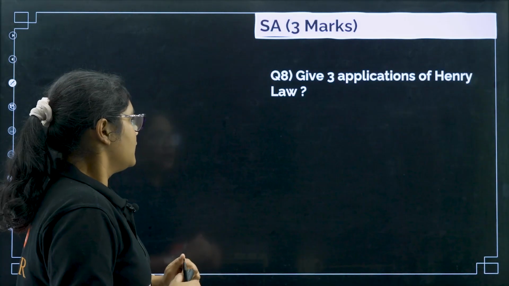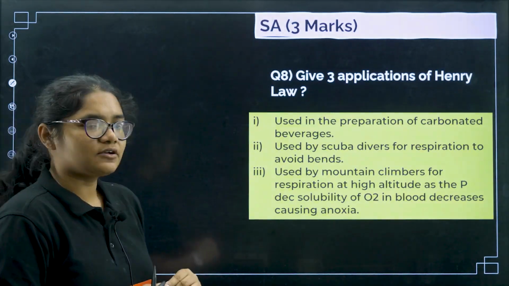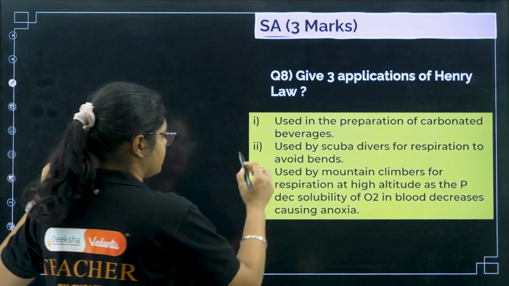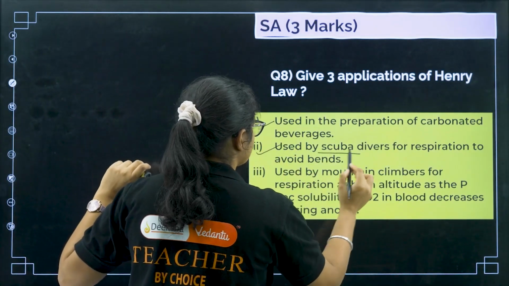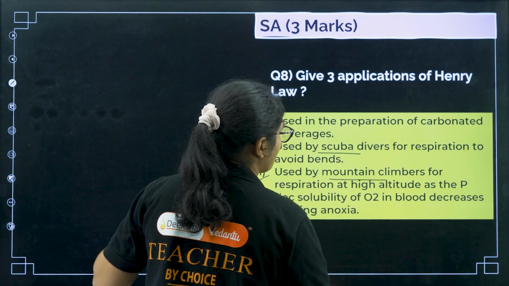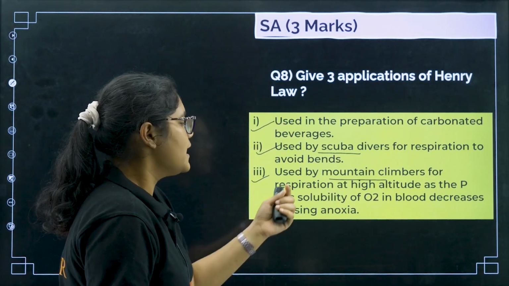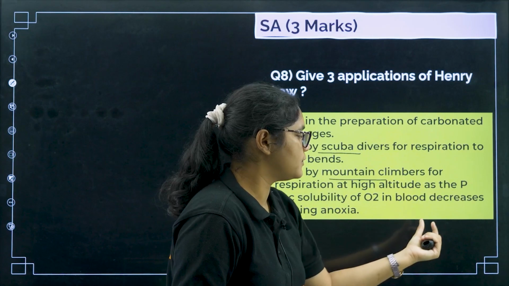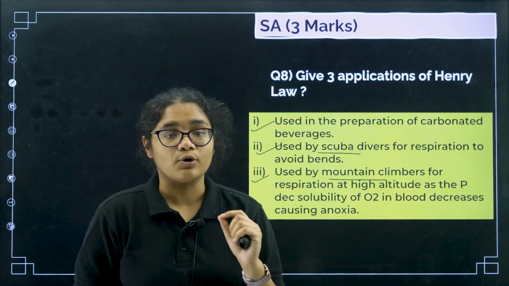Next, give 3 applications of Henry's law. This is a direct question. First, it is used in carbonated beverages. Second, it is used by scuba divers. Third, it is used by mountain climbers for respiration at high altitudes. As the pressure decreases, the solubility of O2 in the blood decreases, causing anoxia.